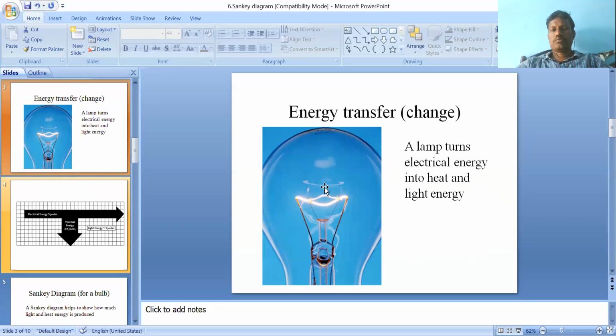Let us take one example. A lamp turns electrical energy into heat and light energy. So it is the energy transfer. First, the lamp turns electrical energy into heat and then light energy. Electrical energy into heat, heat into light energy. So these conversions take place in this lamp.